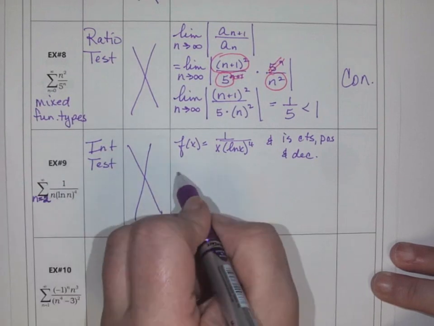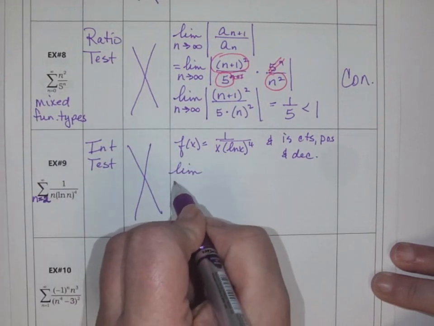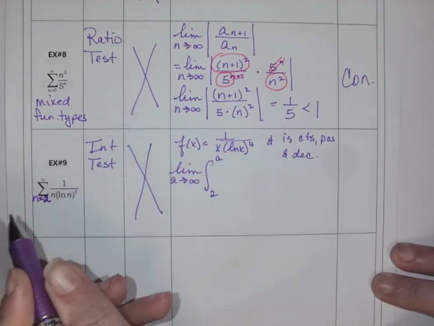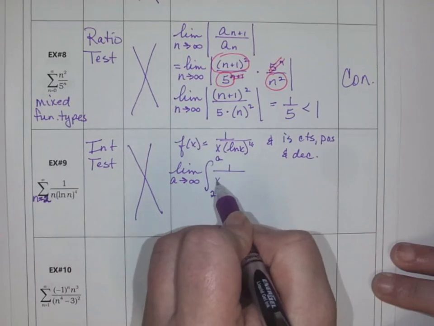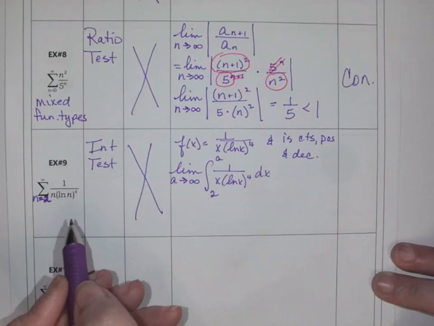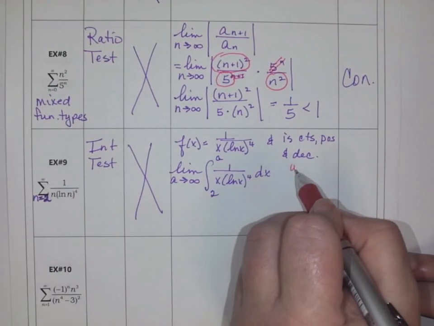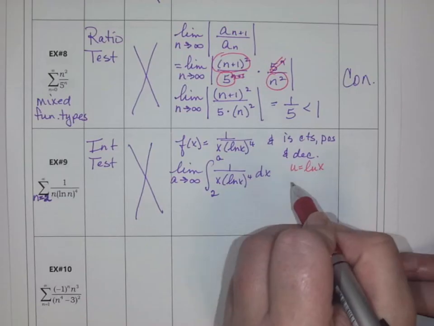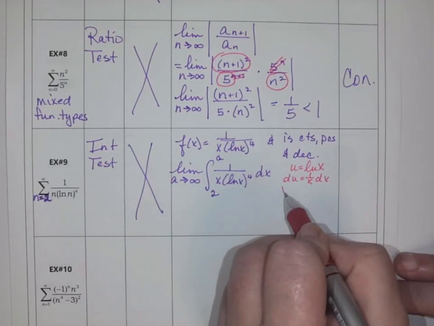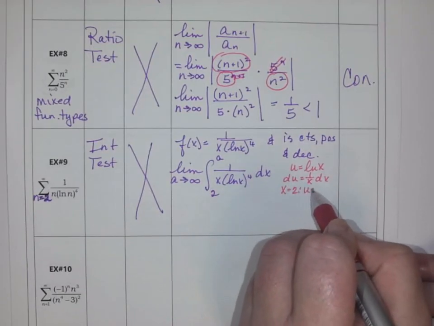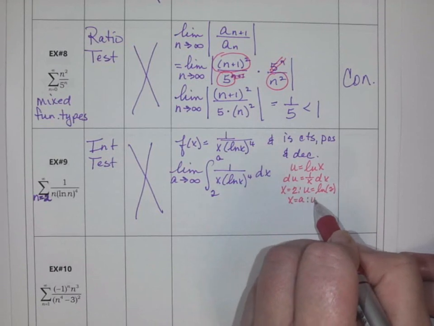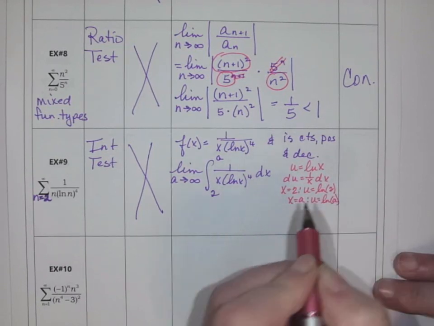So I'm going to write it as a limit first. So we're going to have the limit as a goes to infinity of the integral from 2 to a of 1 over x times natural log of x to the fourth dx. Now, this is a u substitution, so u is natural log of x, so du is 1 over x dx. So if x is equal to 2, then u is equal to natural log of 2, and if x is equal to a, then u is equal to natural log of a.